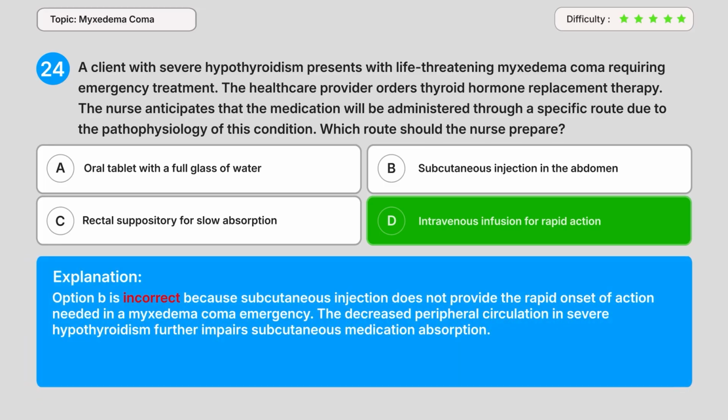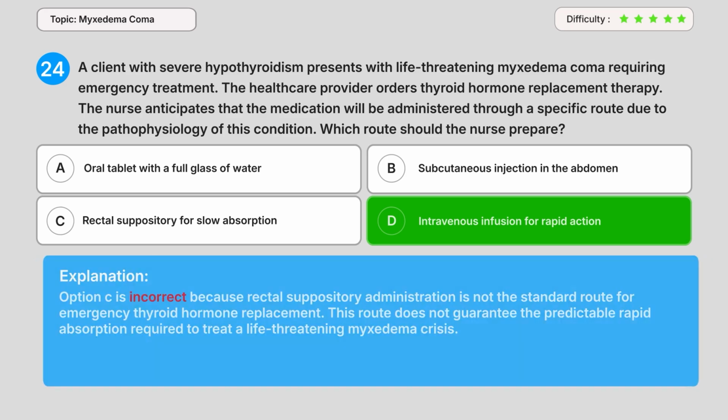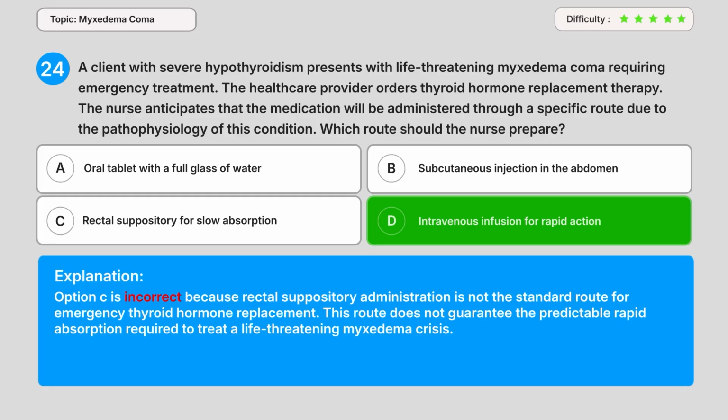Option B is incorrect because subcutaneous injection does not provide the rapid onset of action needed in a myxedema coma emergency. The decreased peripheral circulation in severe hypothyroidism further impairs subcutaneous medication absorption. Option C is incorrect because rectal suppository administration is not the standard route for emergency thyroid hormone replacement. This route does not guarantee the predictable, rapid absorption required to treat a life-threatening myxedema crisis.